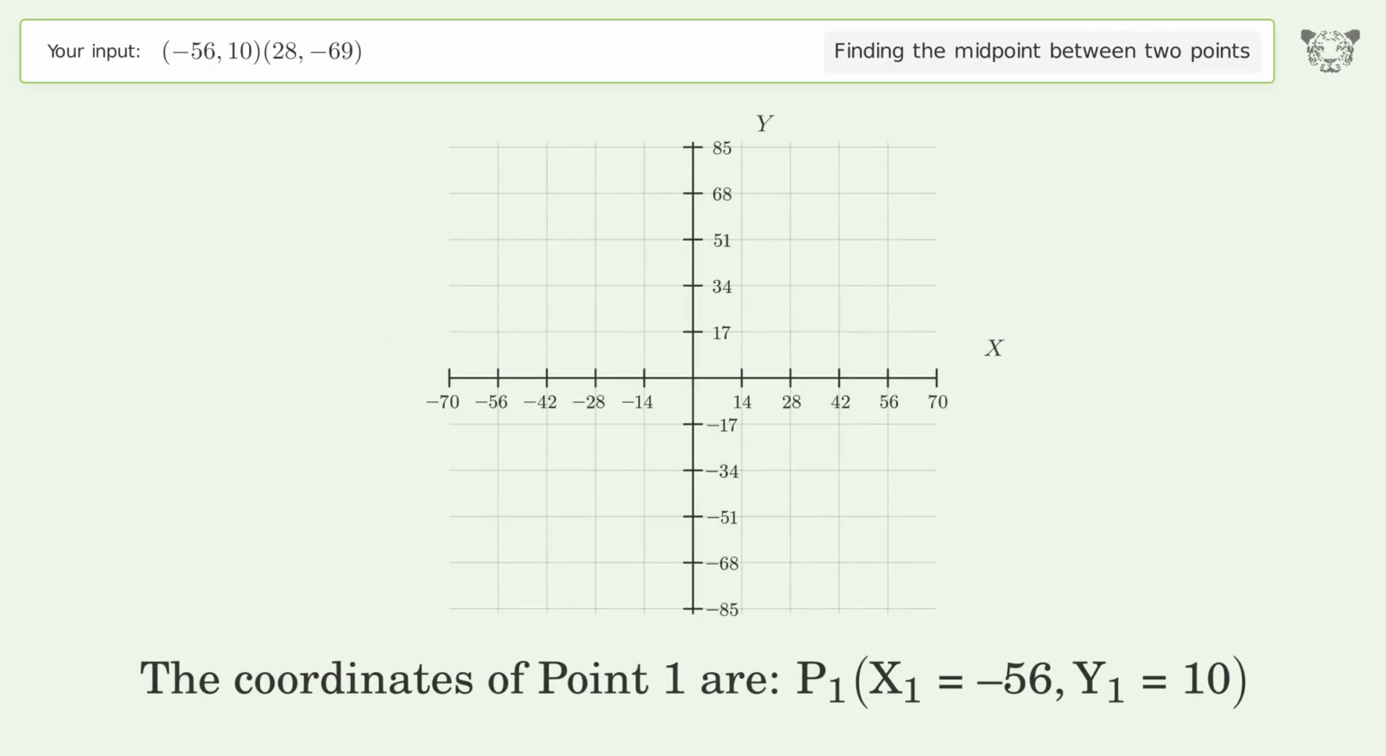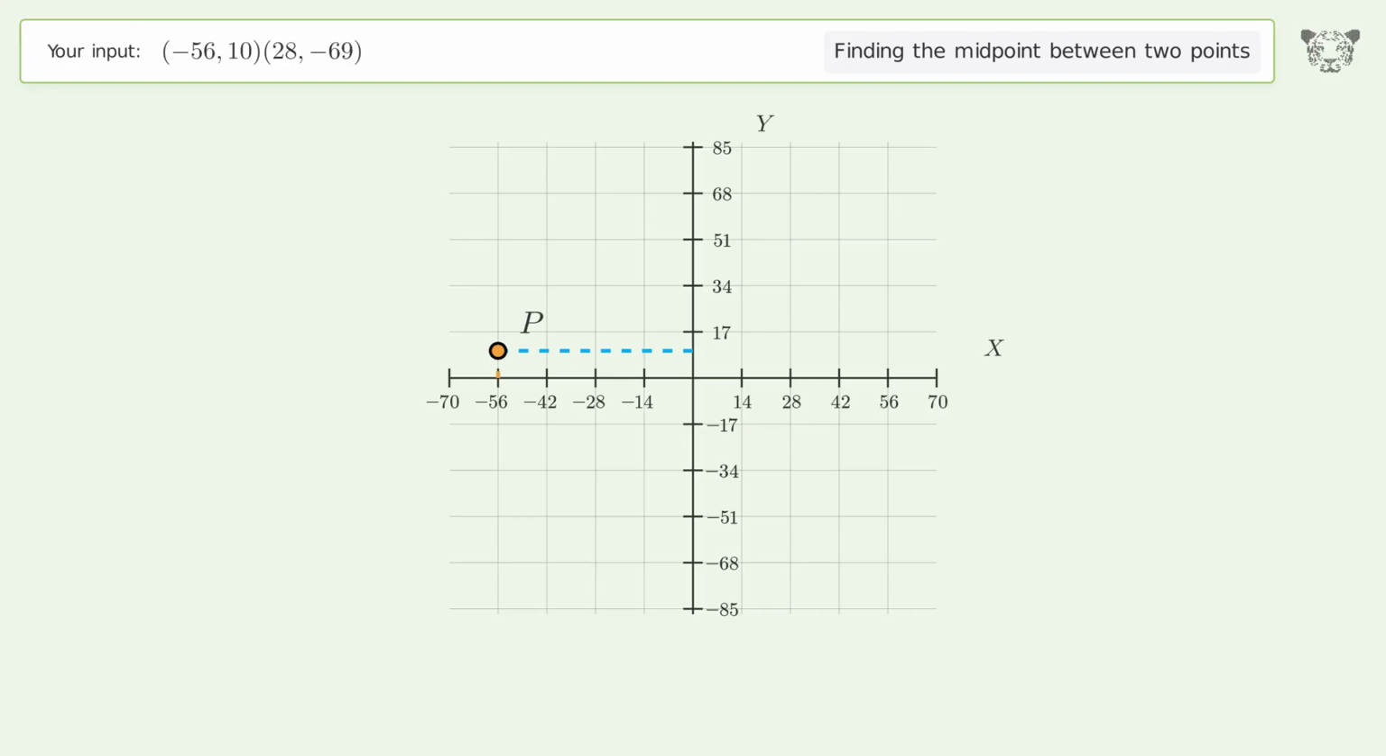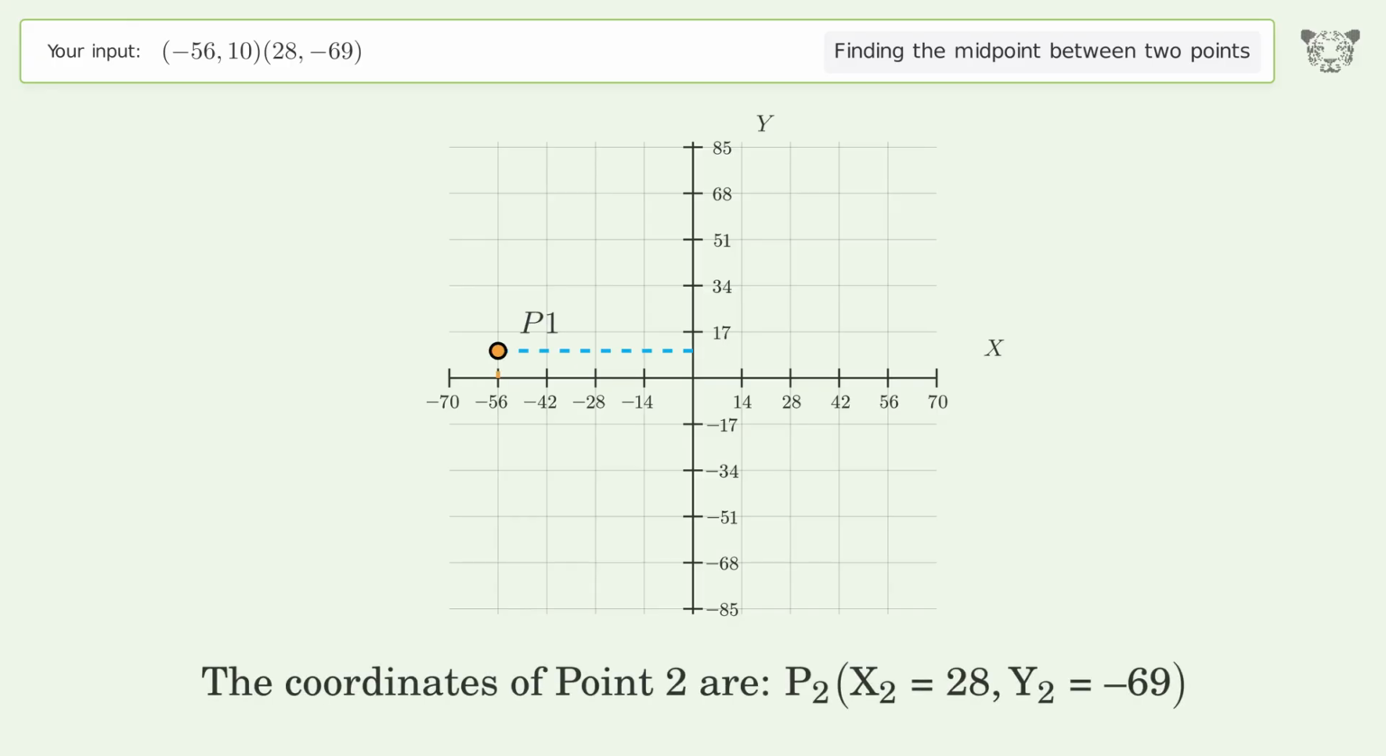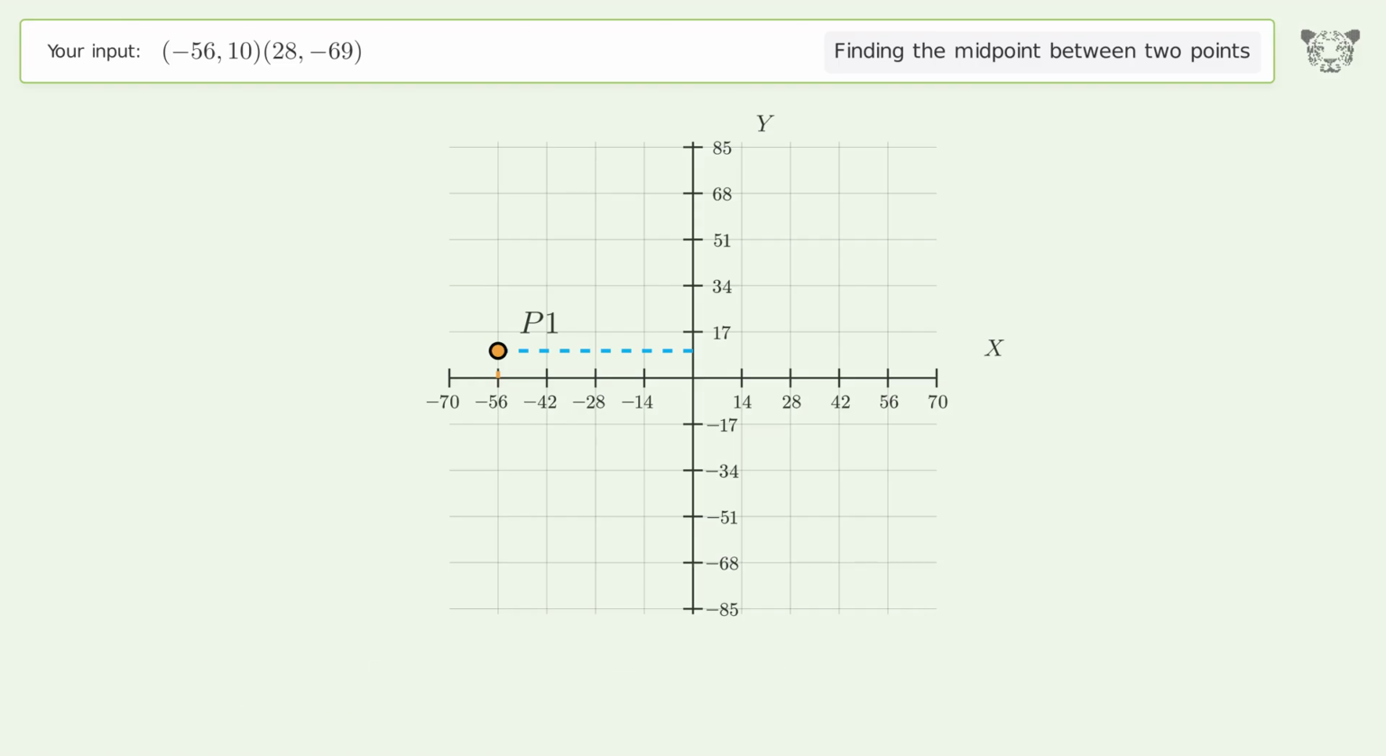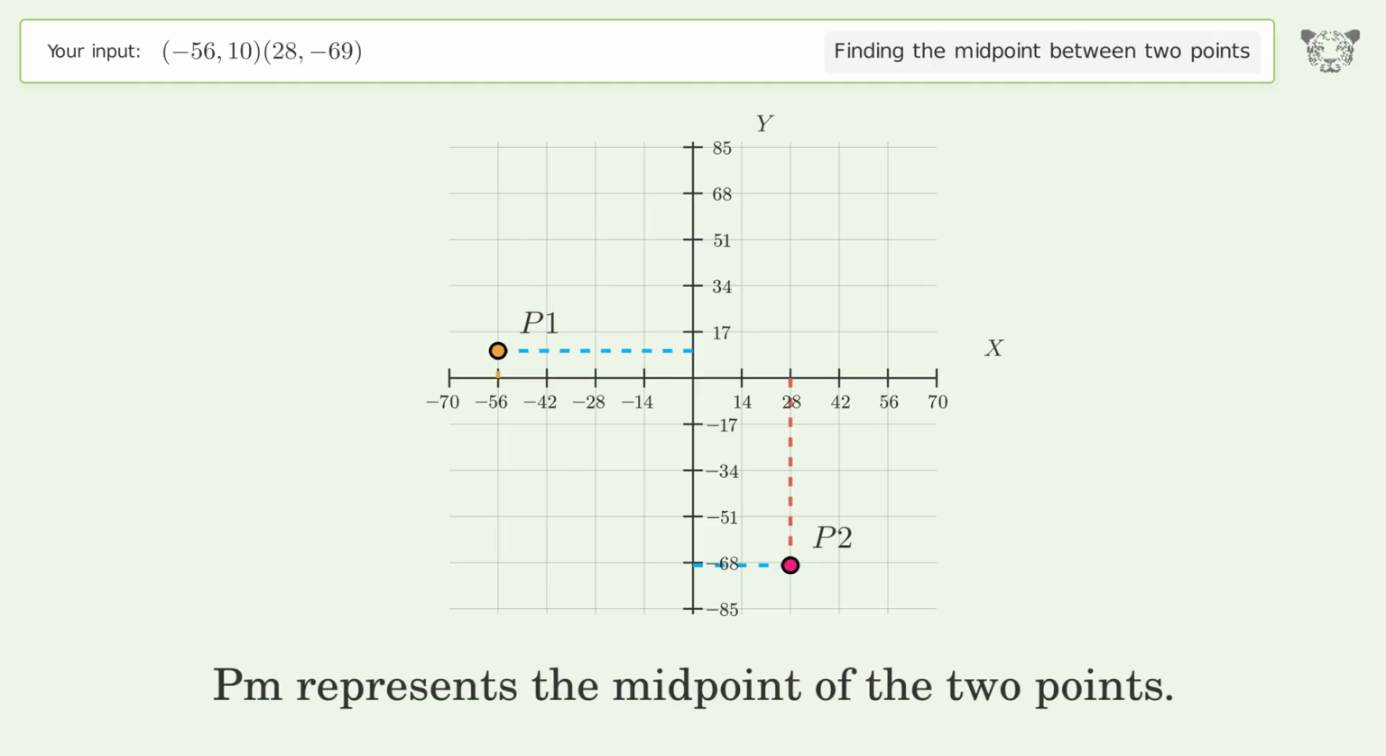The coordinates of point 1 are, x1 equals -56, y1 equals 10. The coordinates of point 2 are, x2 equals 28, y2 equals -69. PM represents the midpoint of the 2 points.